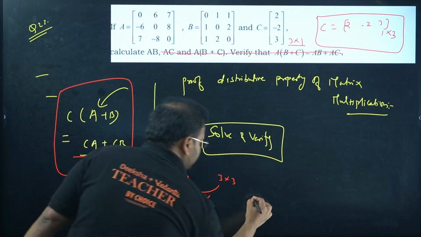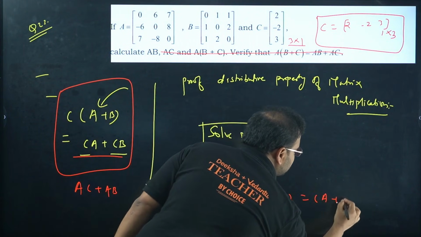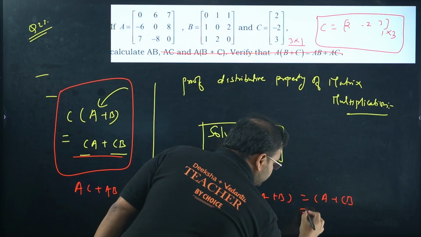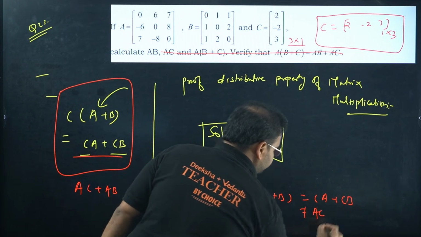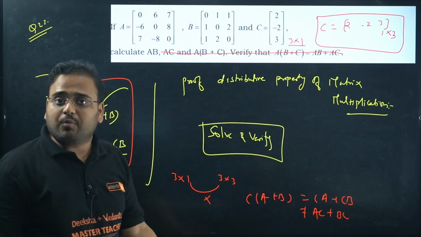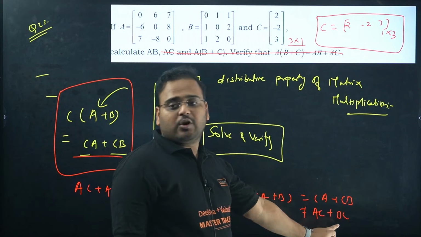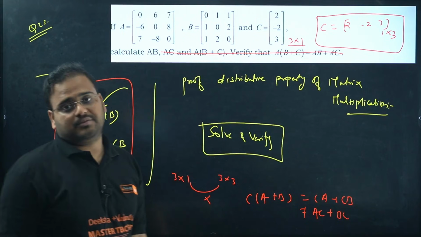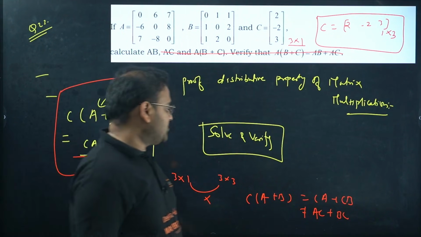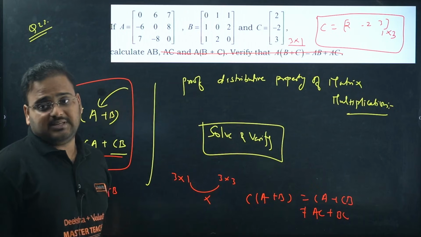Check here. C of A plus B is equal to CA plus CB. It is not equal to AC plus BC, unless C and A are inverse of each other, which is not possible. Correct? C and AC are not equal. CB and BC are not equal, only if they are inverse of each other. Not the case. So CA plus CB is not AC plus BC. Do not take it like AC plus BC.